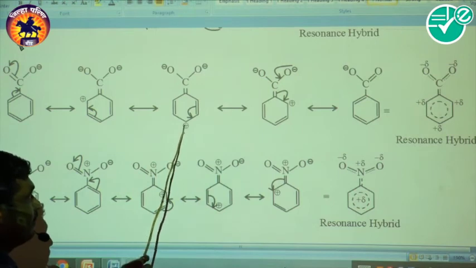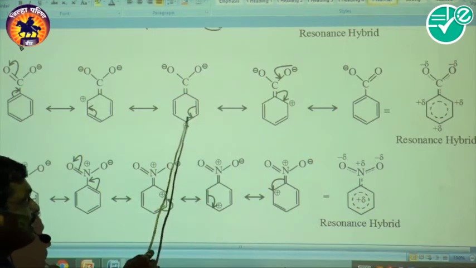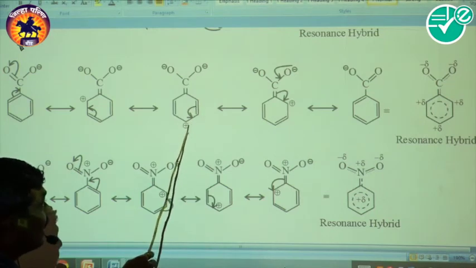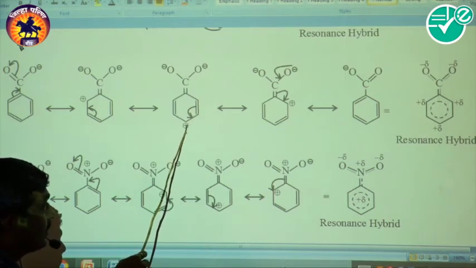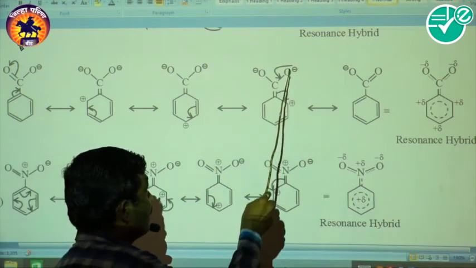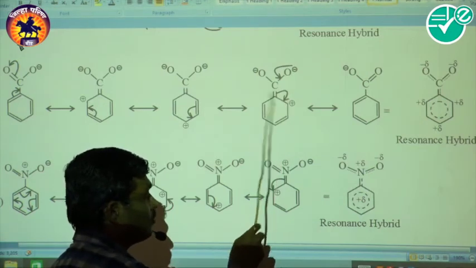In the same way, because of this instability, to stabilize this cation the bond shifts here immediately. What happened? Look carefully: here is the double bond and here is the positive charge, and again this electron pair is converted into a bond pair, and the bond is converted into a bond.